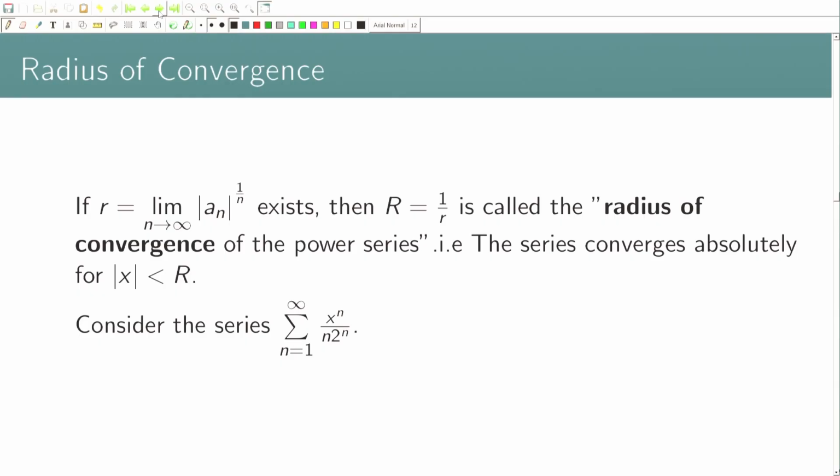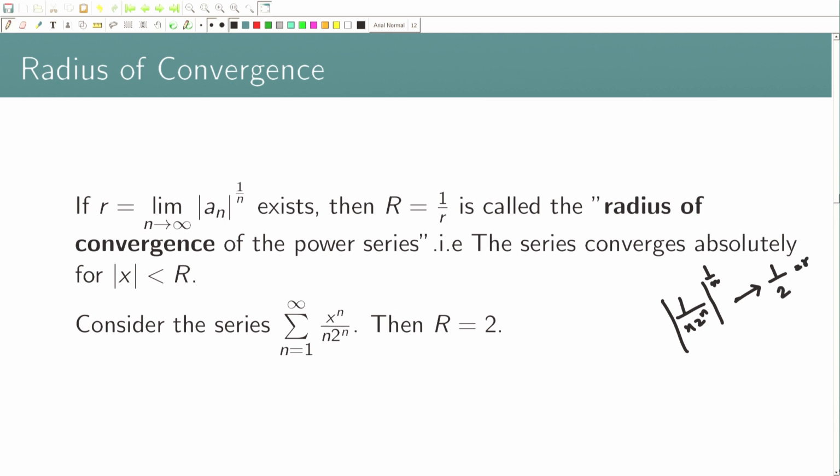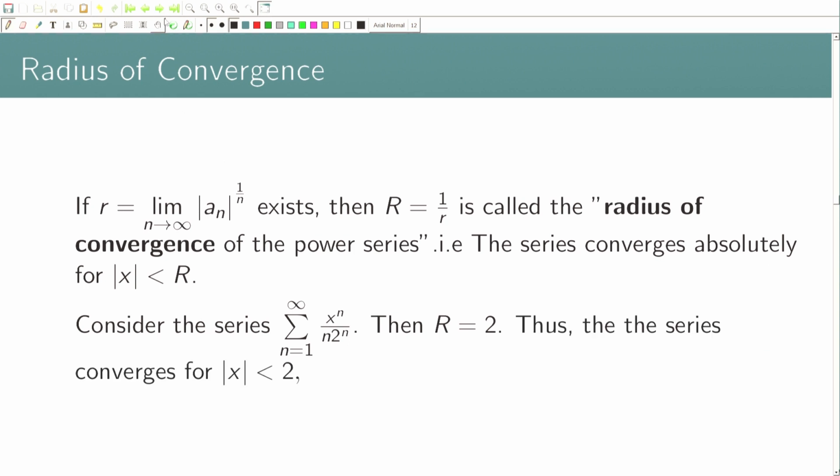Now, consider the series x to the power n over n times 2 to the power n. If we take the n-th root of the coefficient, 1 by n times 2 to the power n, to the power 1 over n, this is my little r. The limit will exist and be 1 by 2. Therefore this is small r, and capital R is going to be 2. The radius of convergence is 2.